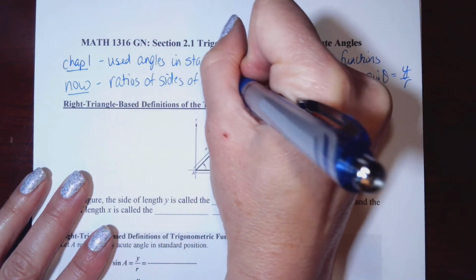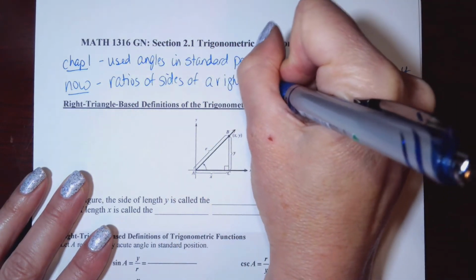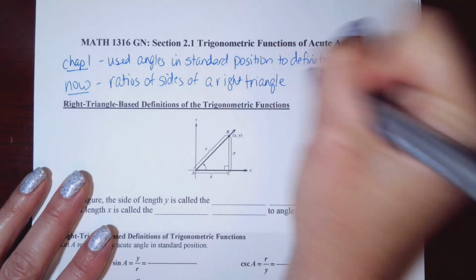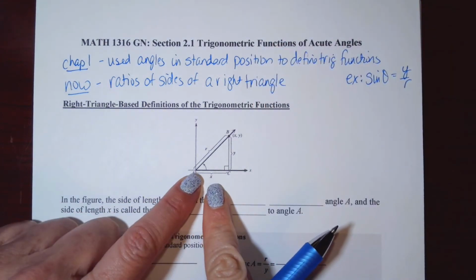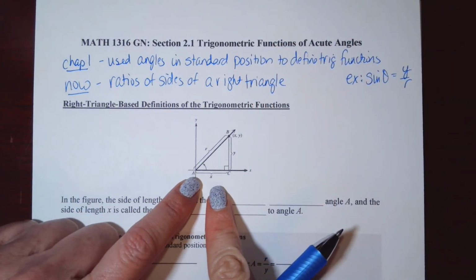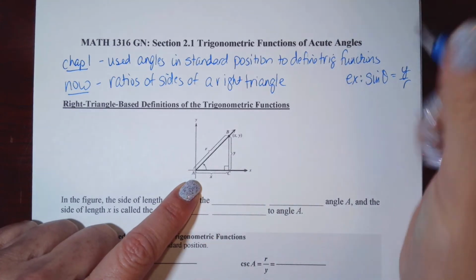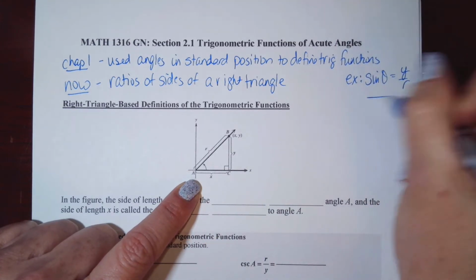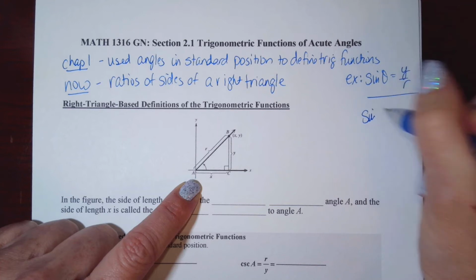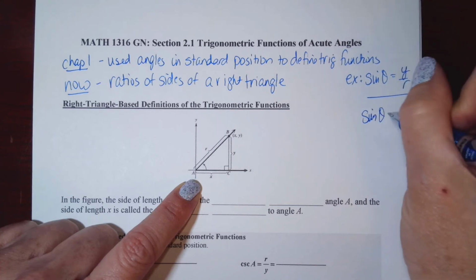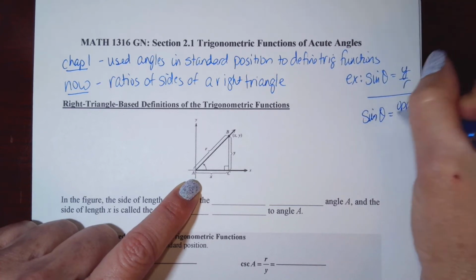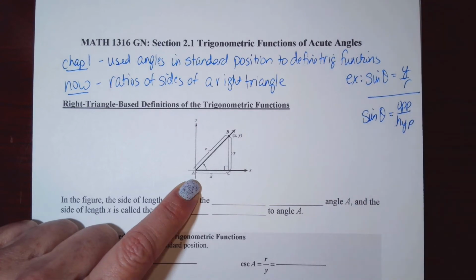of a right triangle. So instead of creating a right triangle from an angle in standard position, we can be talking about any right triangle anywhere out in space. So instead of sine theta being y over r, now we're going to talk about sine of theta as the opposite side over the hypotenuse.